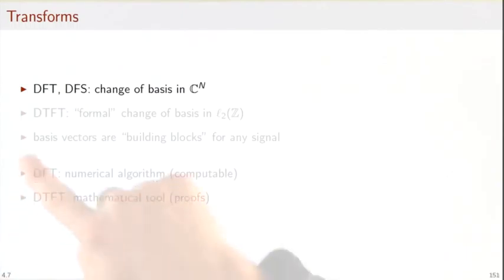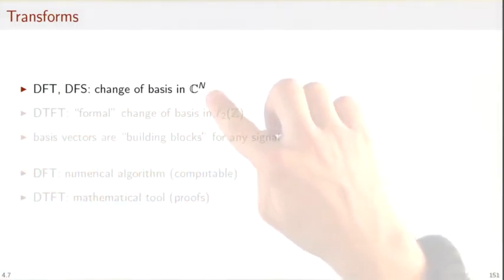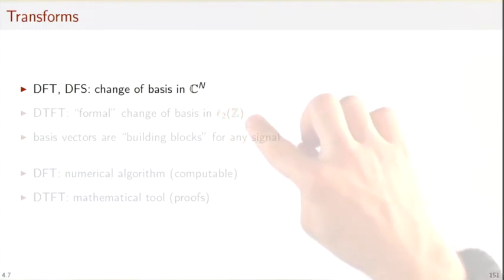The DFT and the DFS can be seen as changes of basis in C^N. It's obvious because it's a matrix vector multiplication, and we go from the original domain to the DFT domain. The DTFT, on the other hand, we introduced as a quote-unquote formal change of basis over L2 of Z, the space of finite energy sequences.